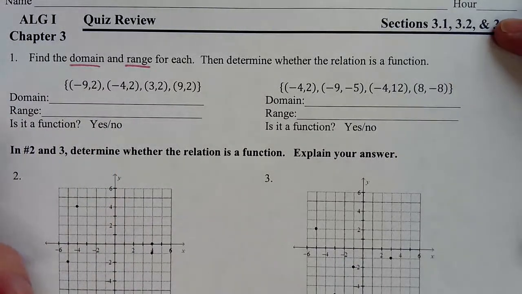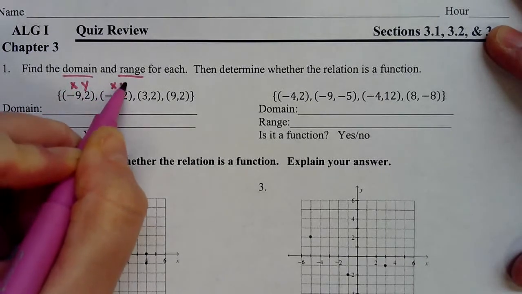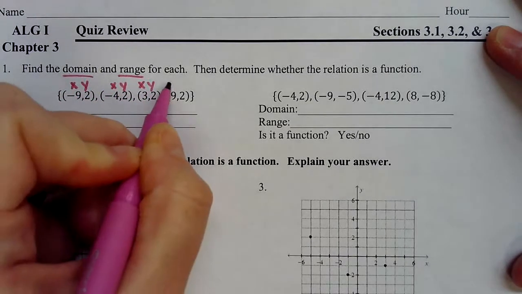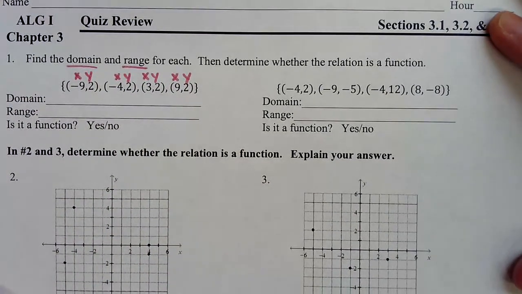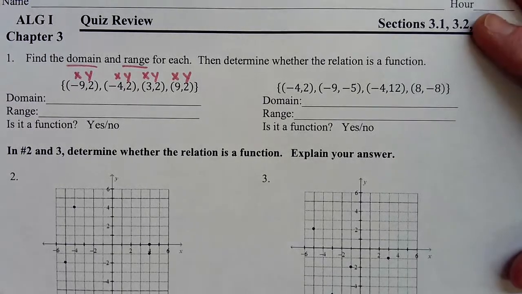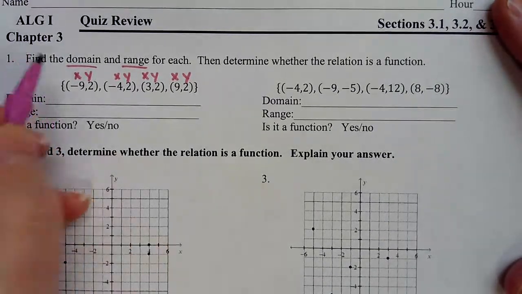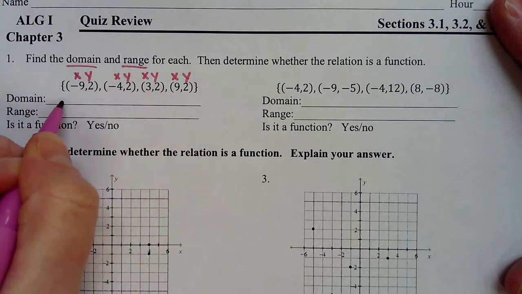So the domain is always going to be the x values. So this is an x, that's a y, that's an x, that's a y, that's an x, that's a y, that's an x, that's a y. When you are writing the domain, please make sure that you put it in numerical order from smallest to largest, and you do not write numbers twice. So you just write it once. So for the domain, I have -9, -4, 3, and 9.